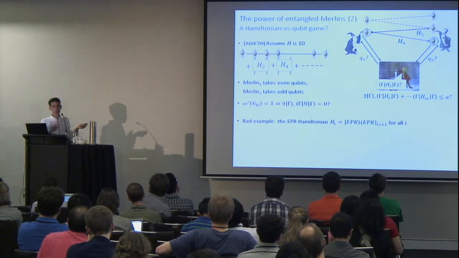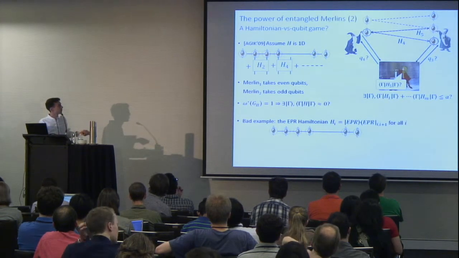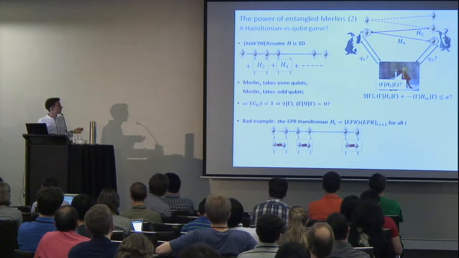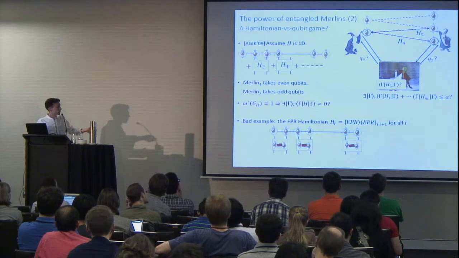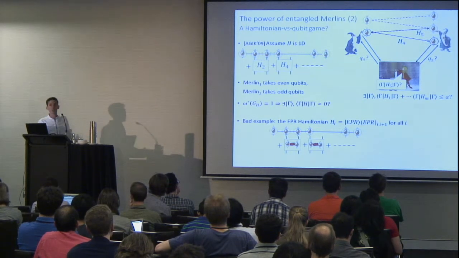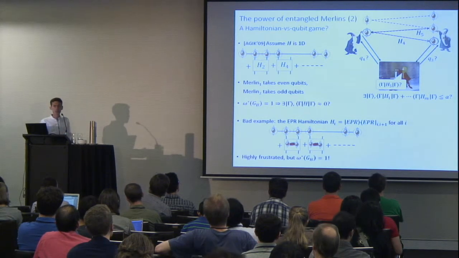Each of the qubits is just a spin. And each of these Hamiltonians is trying to enforce that two nearest neighbors are in an EPR pair. So all the terms look like this, and they're saying this should be an EPR pair, this should be an EPR pair. And then they're saying this should also be an EPR pair, this should also be an EPR pair. So if you think about it, it's a highly frustrated system, right? It's impossible to satisfy all these constraints simultaneously.